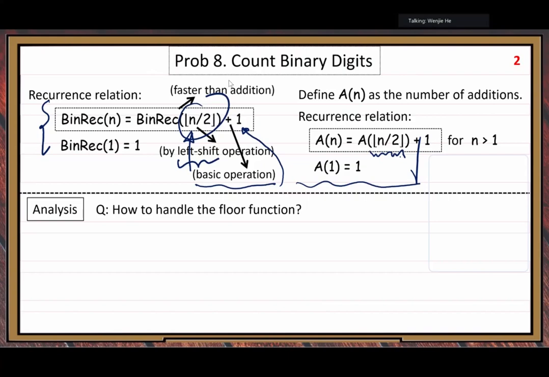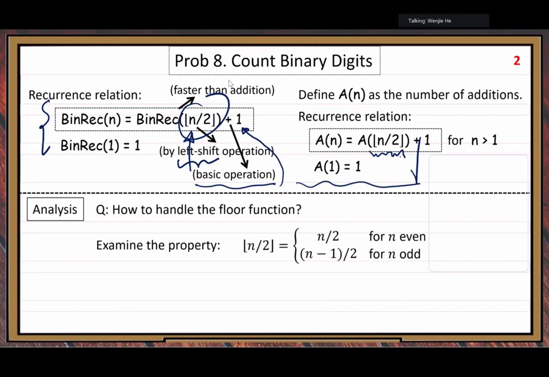So in this situation, how to handle that floor function? Do you want to simplify it? Because the floor function brings us some technical difficulty. We want to remove this technical difficulty. So what's your plan to remove the technical difficulty?